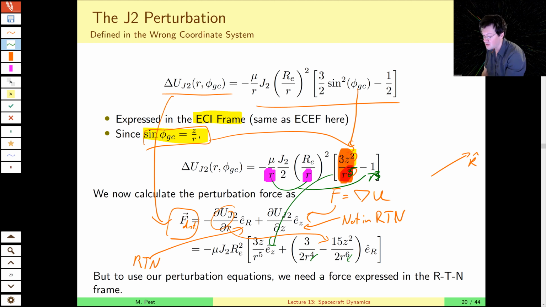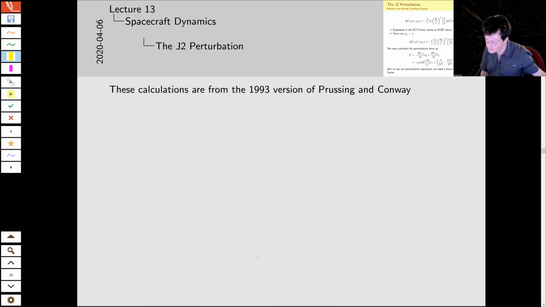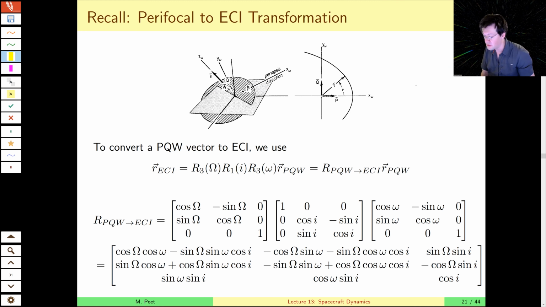So this term is already in RTN. In this term, we're going to have to convert to RTN coordinates. By the way, I'm following the older version of this book, so if you're following in the newer Pressing and Conway, these calculations aren't in there. This is all from version 1. I'm following their presentation there.